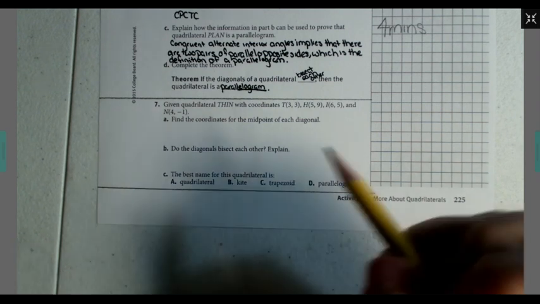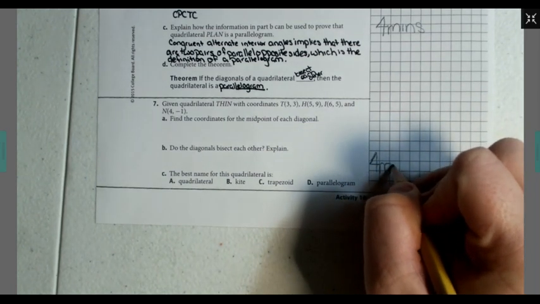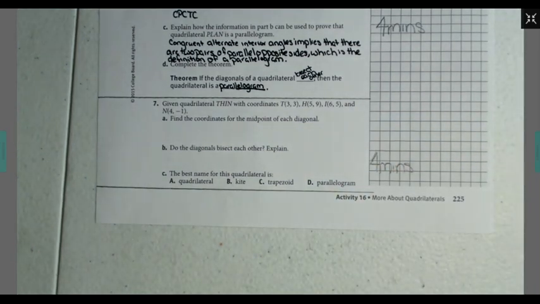Okay, I'm going to go with a 4-minute time limit. Again, you're probably going to want to graph this, find the midpoints of those diagonals, then decide if they bisect each other, and explain how you know if they do or do not. And then what is my best name for this quadrilateral? Go ahead and pause your video now for the next 4 minutes.